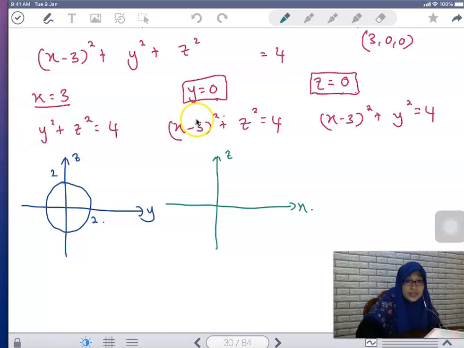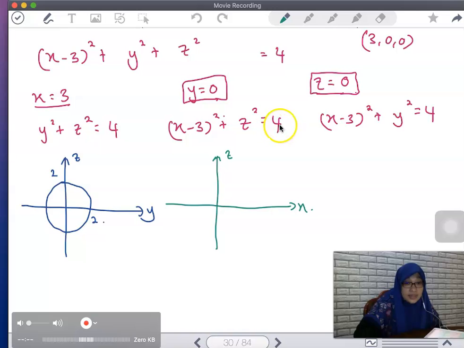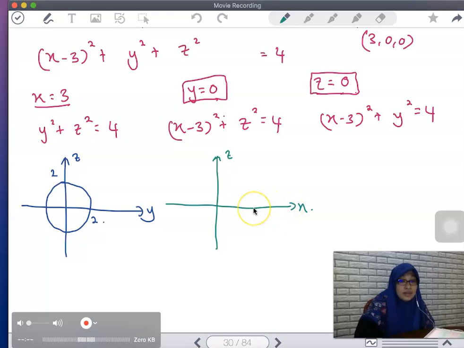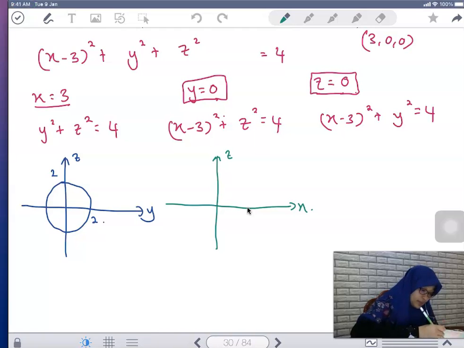Okay, now you can see that the radius is the same, the size of the circle is still the same, but it shifted about 3 units to the right, isn't it? 3 units to the right. So your center is now at (3, 0). So 1, 2, 3. So 3.